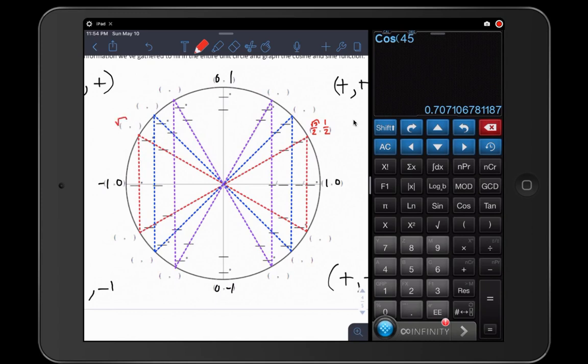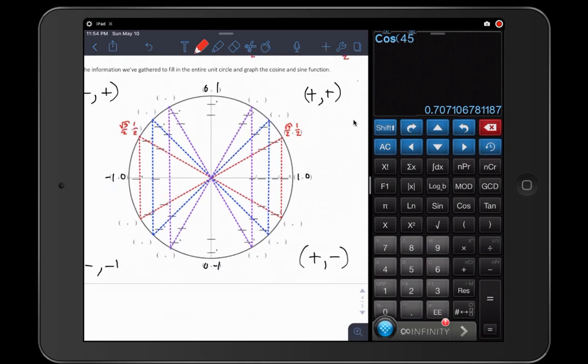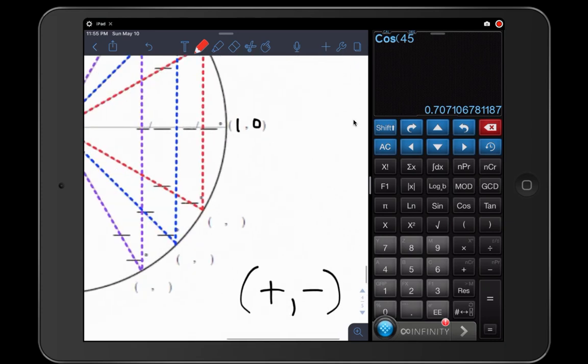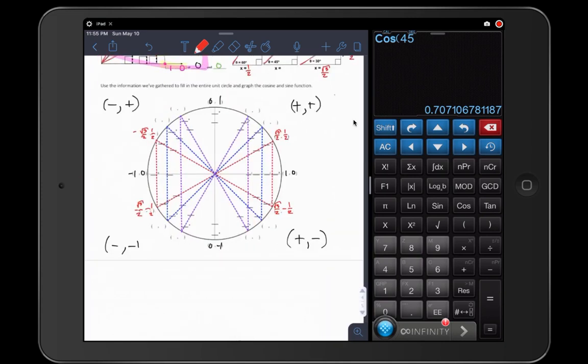So √3/2 and 1/2. I remember that all my x's are going to be negative in that area. I go down here, everything's negative down here, so I have -√3/2 and -1/2. And then I'm going to do my last red part of my bow tie, which gives me a √3/2 and a -1/2 there.